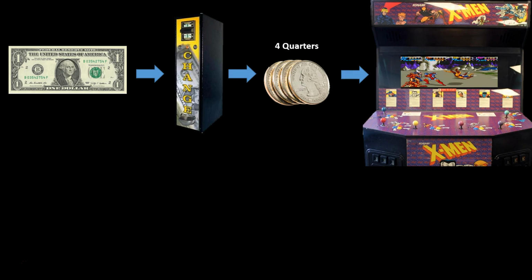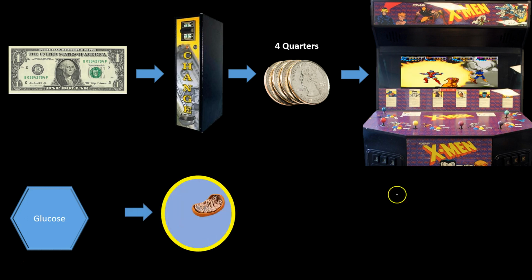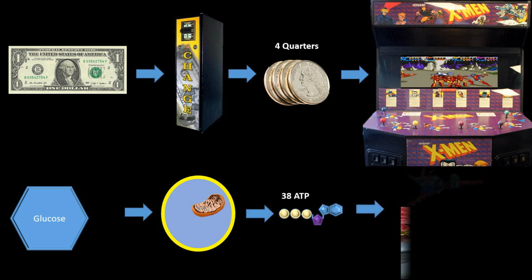So here we go. Again, we have our dollar. We got to convert that at the change machine to make 4 quarters. Then we could use that to play our game. In our cells, we have glucose. We have to exchange that in the cytoplasm and in the mitochondria to make 38 ATP, and then our cells can do work.